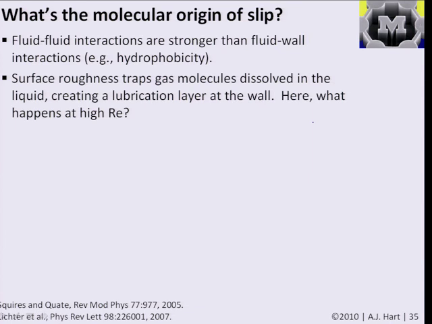Another means of creating slip is that the roughness of the wall itself can trap gas molecules that are dissolved in the liquid, and that can create kind of a lubrication layer. So there's actually a very small cushion of air at the interface between the fluid and the wall, and that can reduce the amount of friction that the liquid feels as the liquid is moving through the channel, kind of also analogous to having a few contact points and that liquid only feeling the high friction at those contact points.